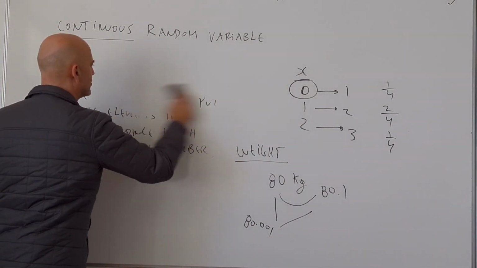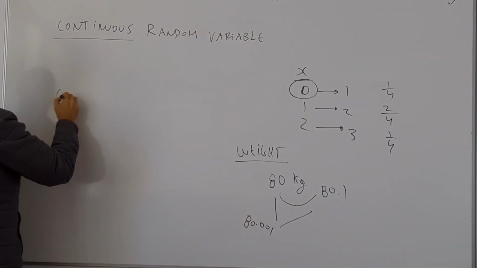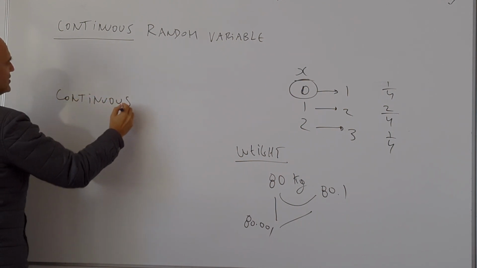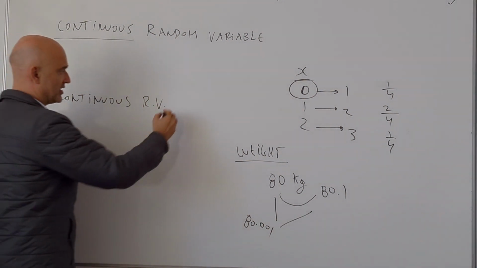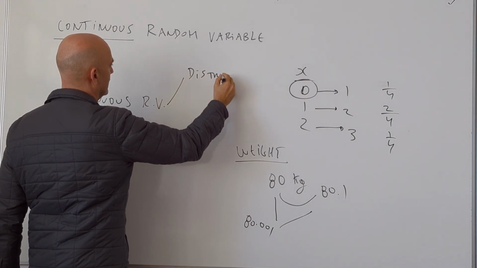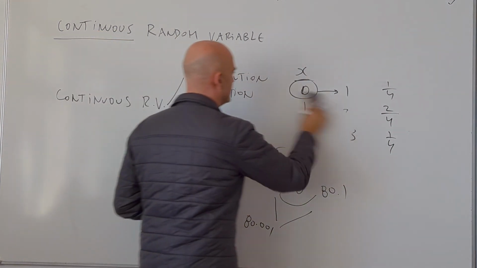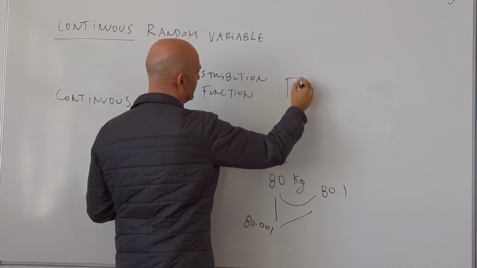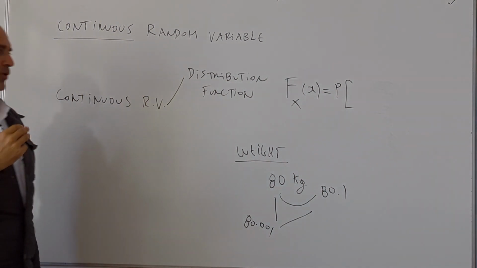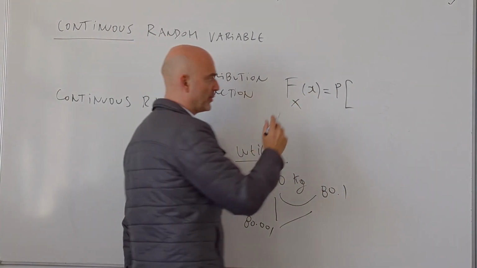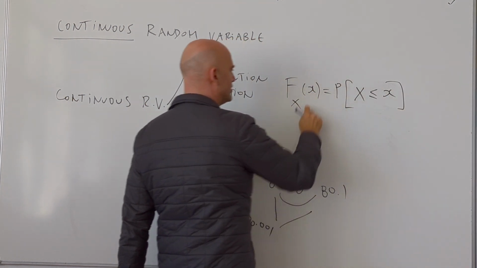But a continuous random variable has two functions. First, it has the distribution function that we already know. And what is the distribution function? It is the CDF of the random variable X, and it is equal to the probability accumulated until the input in the function. So the probability that the random variable assumes a value equal or lower than the input in the function.